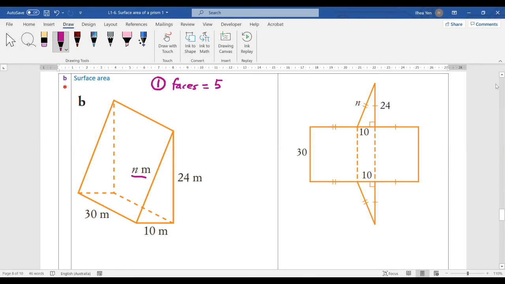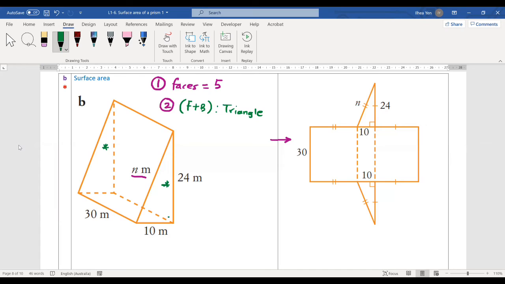And also, if we open this prism up, this will be the net diagram that we're going to have. So as you can see, 1, 2, 3, 4, 5 faces. How many different shapes does this one have? Let's have a look at that. Front and the back are the same triangles, aren't they?